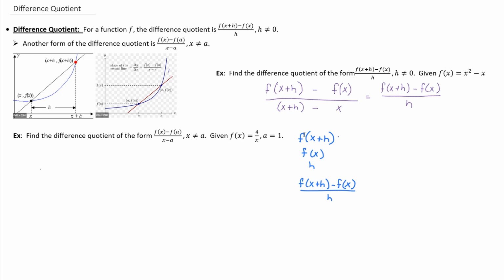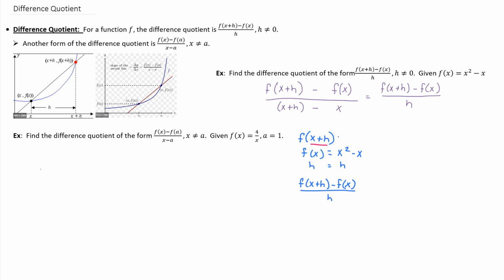So for f of x, that is a given. F of x is defined as x squared minus x, so there's no work to be done there. And the same thing goes for h. They don't tell you what h is, so h is just h, so you can just say h again. But f of x plus h, we could actually determine what that is because it's our function evaluated at x plus h.